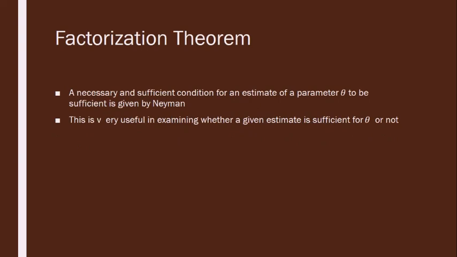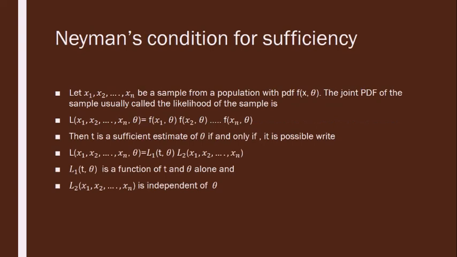Before moving on to a problem, we have to learn about the factorization theorem or Neyman factorization theorem. The necessary and sufficient condition for an estimate of the parameter theta to be sufficient is given by Neyman, and this is very useful in examining whether a given estimate is sufficient for theta or not. So let's have a look. This factorization condition is used when we encounter real problems.